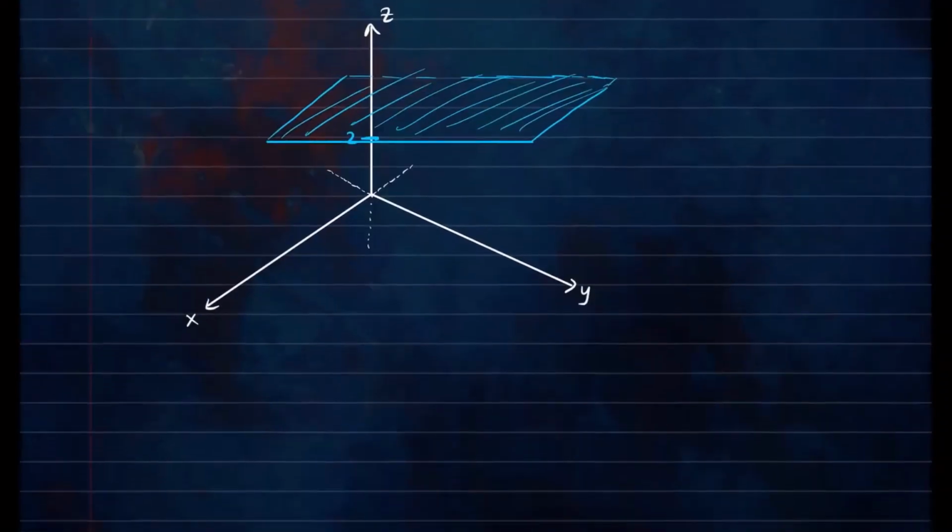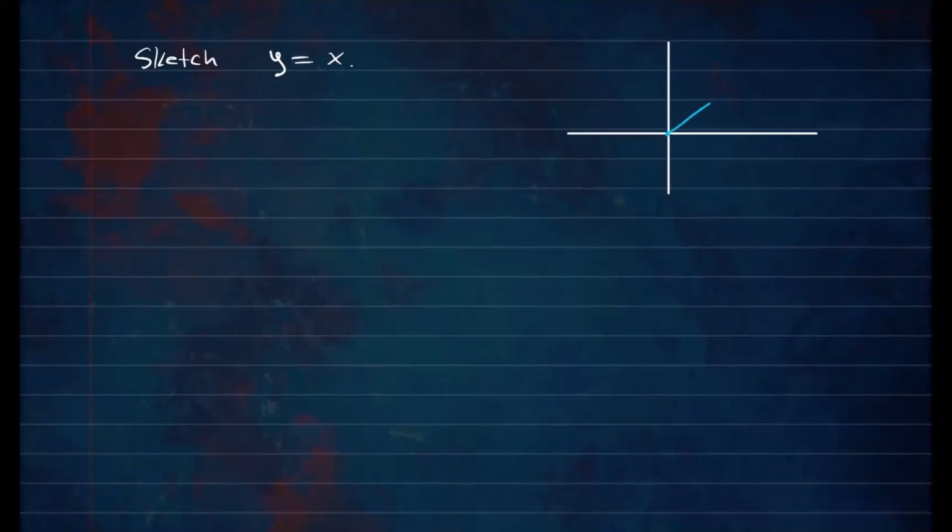Now let's go ahead and try one more sketch. Let's sketch y equals x. How would that look in three-dimensional space? We know that in 2D, it's just the line y equals x. It looks like this. That's in 2D, so this is our x, this is our y. But in three-dimensional space, it's going to look like a plane.